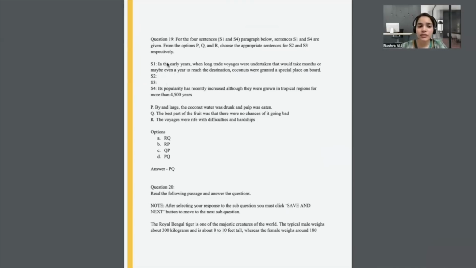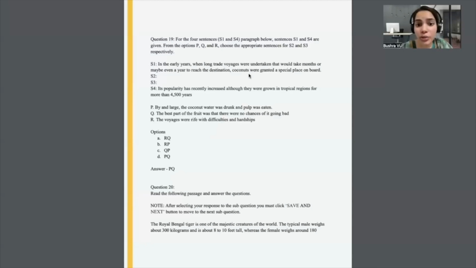Okay, let's look at statement 1. In the early years, when long trade voyages were undertaken that would take months or maybe even a year to reach a destination, coconuts were granted a special place on board. Okay, here we're talking about long trade voyages, as in long journeys that would be taking months or even years to reach the destination. Coconuts were given a very special position on board. Okay, so let's see which of these matches closest, like which has the best correlation. By and large, the coconut water was drunk and pulp was eaten. Yes, the best part of the fruit was that there were no chances of it going bad. The voyages were rife with difficulties and hardships.